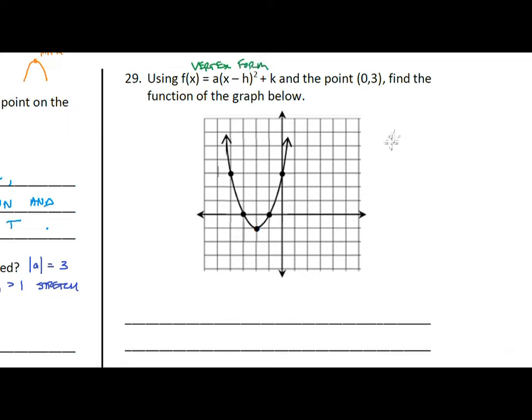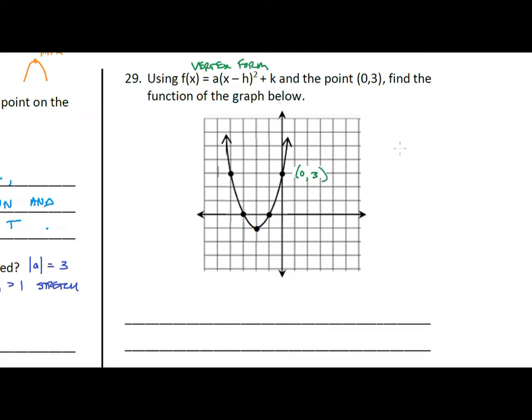Okay, and the point 0, 3, which happens to be right here. Here's our point 0, 3 right here. Find the function of the graph below. Actually, I'm going to do something here. Let's make this readable. So I'm going to erase part of this. We can actually see that much better. I know you can't do that on your paper, but I'm going to make sure you guys can see this. That's 0, 3.